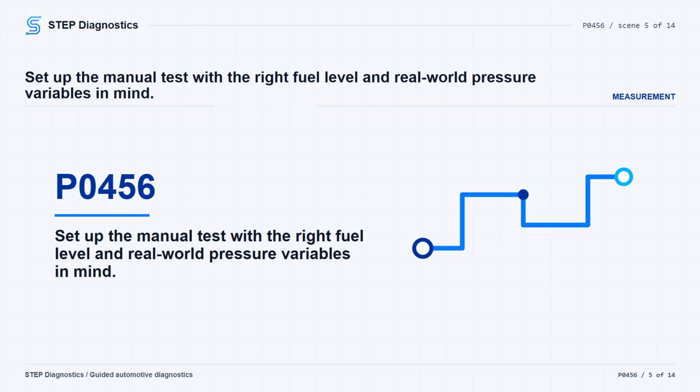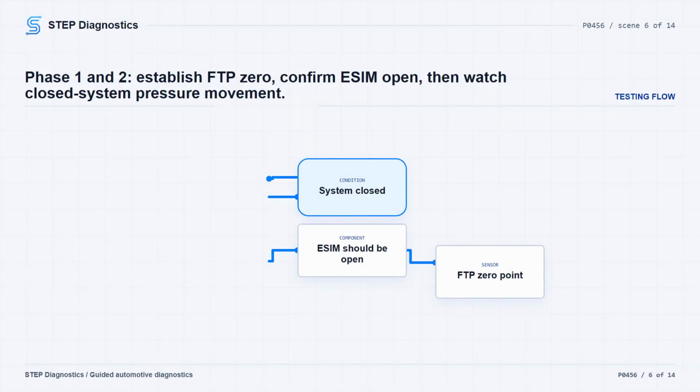If the ESIM switch reads closed during this phase, think ESIM signal shorted to ground, ESIM switch stuck closed, or the purge solenoid did not open if that was the venting method.